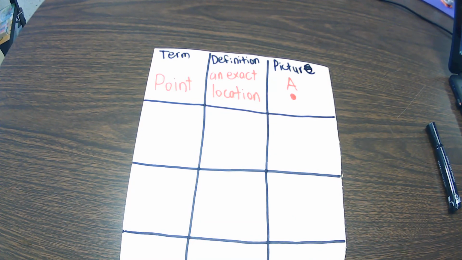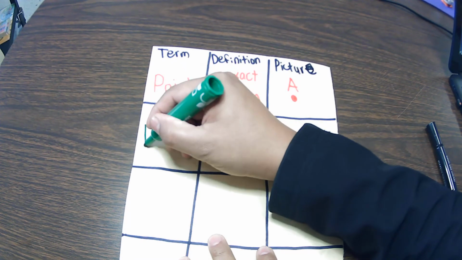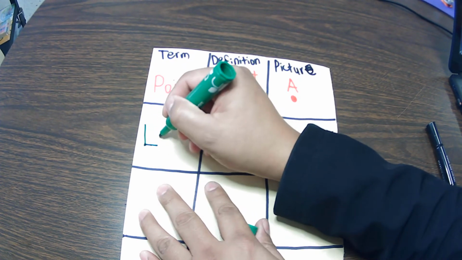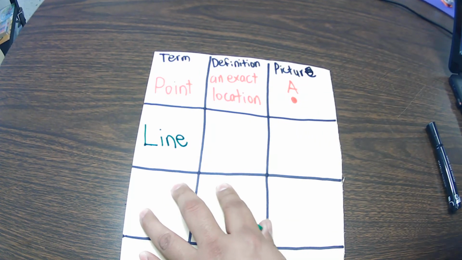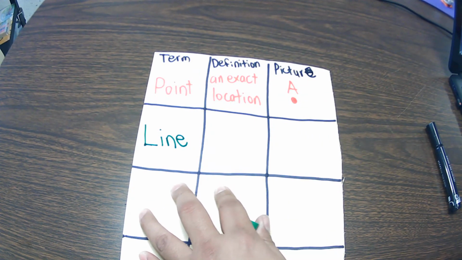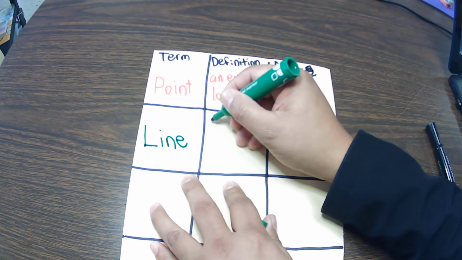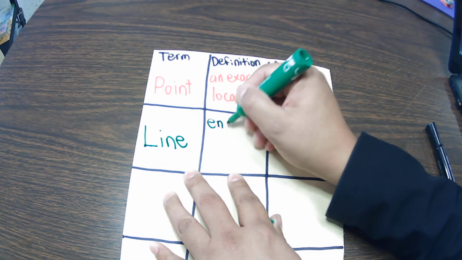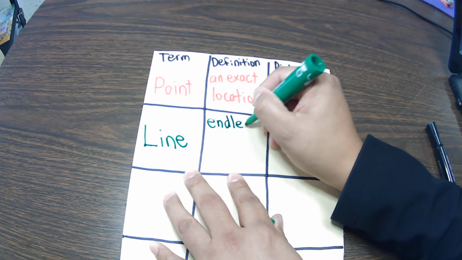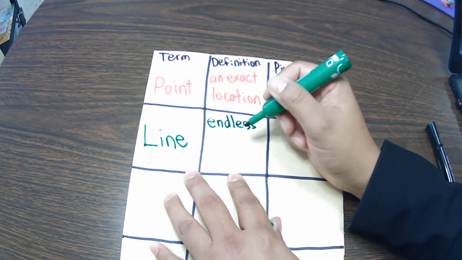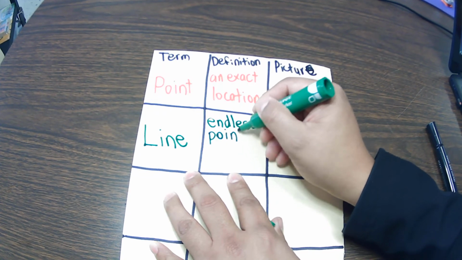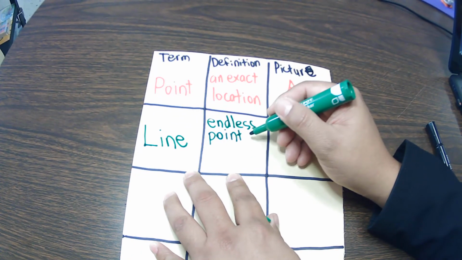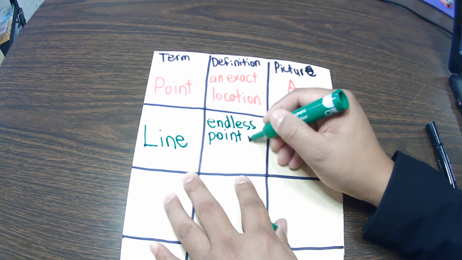All right, the next one, I'm going to change colors. I'm going to go with green. I'm going to draw a line. I know you boys and girls are probably saying, oh, that's an easy one. But in geometry, a line looks different. A line is an endless point in both directions. So I'm going to write endless and less. That's a compound word. Endless point in both directions.